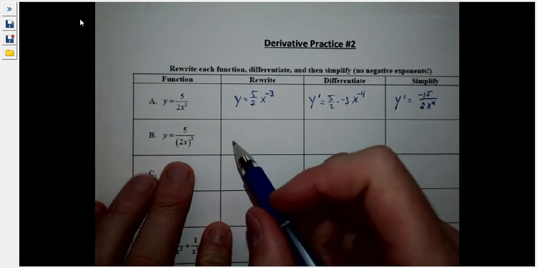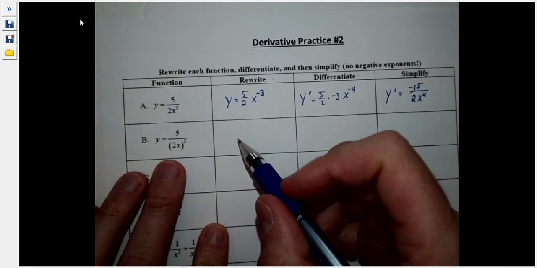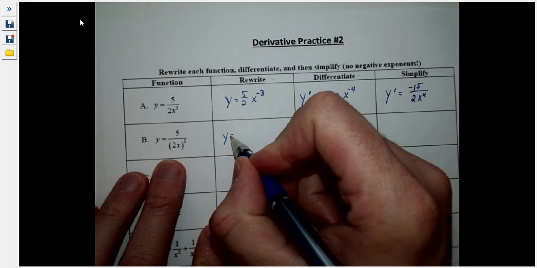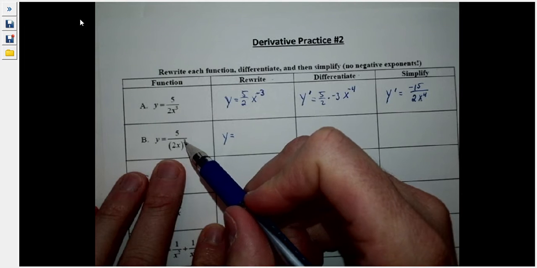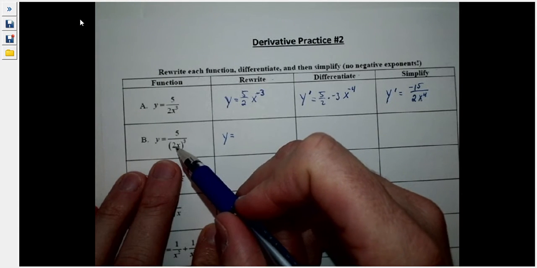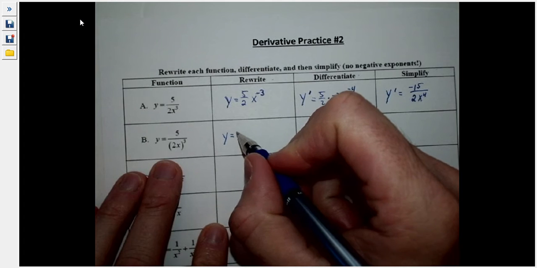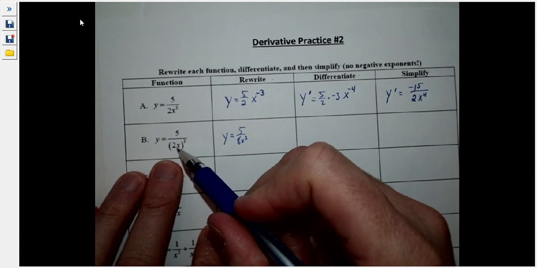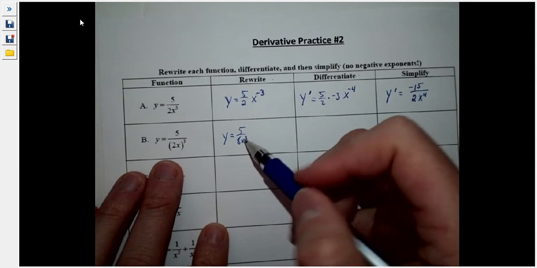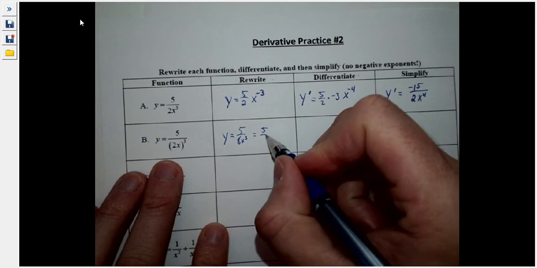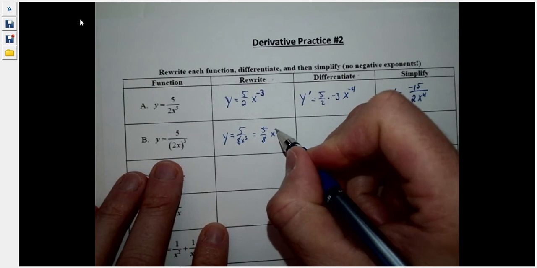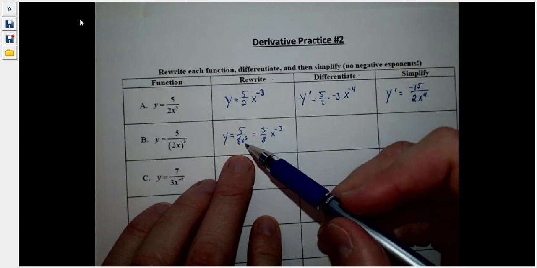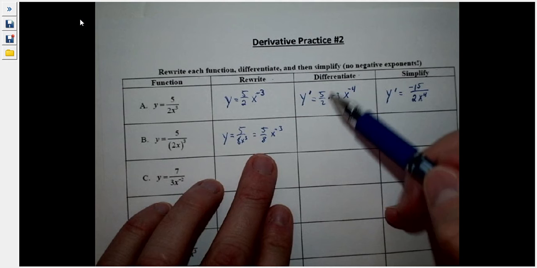Okay? Part B, same thing, I'm going to rewrite. So we've got y equals, now again, remember, 2x cubed is basically going to be 5 over 8x cubed because you're going to multiply 2x times 2x times 2x. And that is the same thing as 5/8 times x to the negative 3. Okay, so that's my rewrite. So it actually almost took me 2 steps to rewrite to get ready to differentiate.